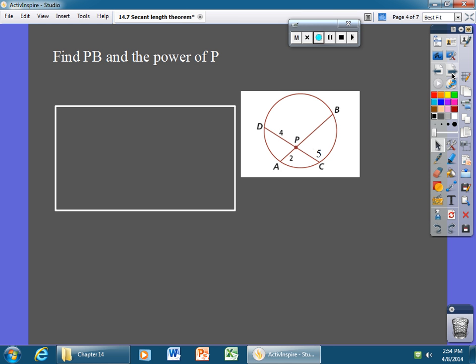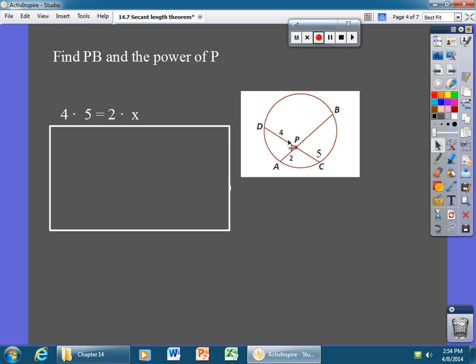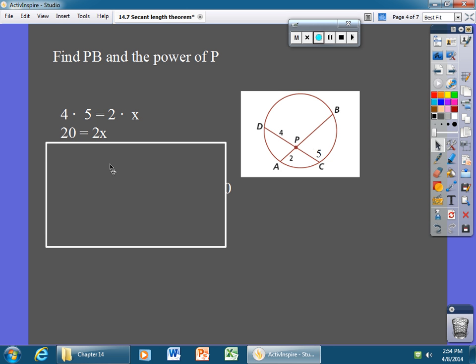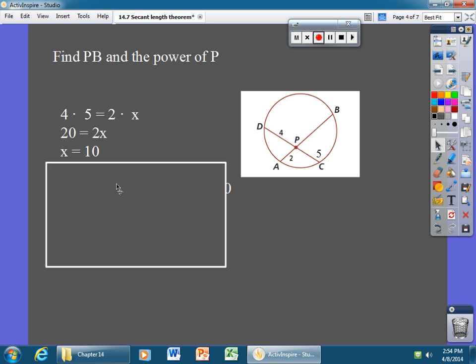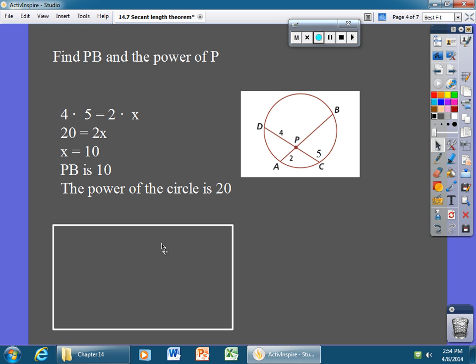Here's another example. It's asking me to find the length of PB and the power of circle P. So I just look at my numbers. PA is 2. PB is the one that I don't know. PD is 4, and PC is 5. I substitute those in, do the calculation, and that tells me that PB is 10. The power of this circle is 20, because 4 times 5 is 20. Again, it's just one side of the equation.